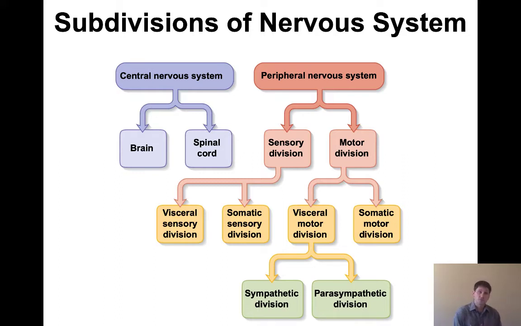In our central nervous system, we have our brain and spinal cord, and in our peripheral nervous system, we have all these other divisions. So we're going to be looking at how these two unite and how that information is transmitted between those two systems.